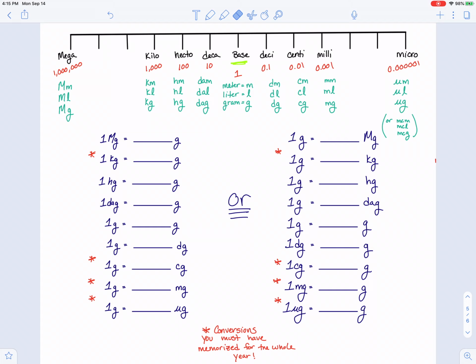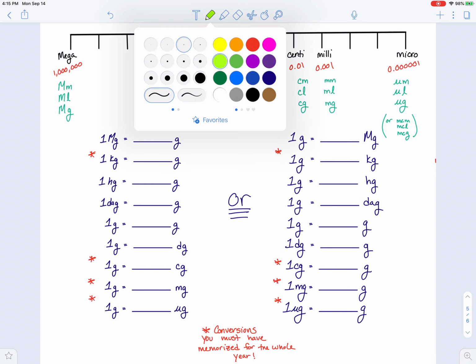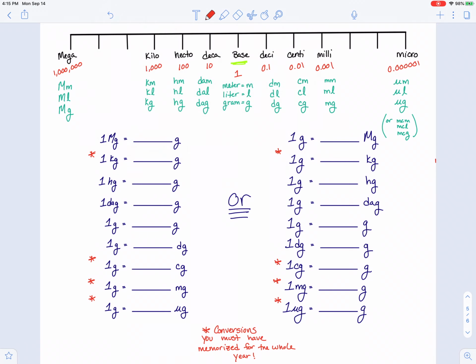So, all my things are in grams. So we're going to start with mega. And I'll also tell you how I use these, because I actually only memorize one side. So 1 megagram is just really big. So mega is just huge. It's 1,000,000 grams. So 1 megagram is 1,000,000 grams. Same with meters or liters. So a megameter is 1,000,000 meters, or a megaliter is 1,000,000 liters.